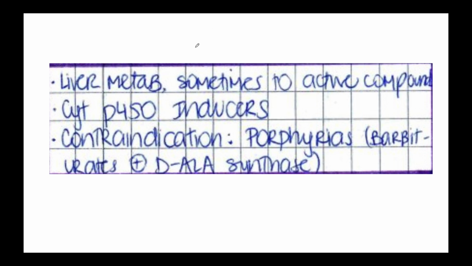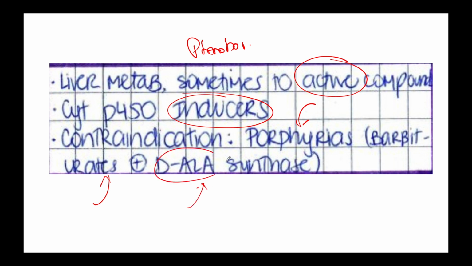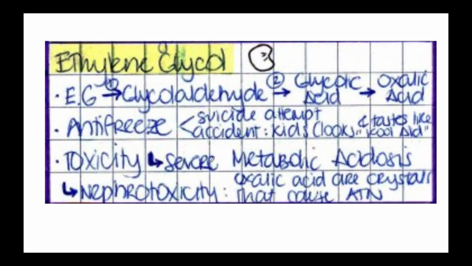And if you take phenobarbitones, the liver metabolizes sometimes to active compounds, and phenobarbitone is a cytochrome P450 inducer. And in porphyria, barbiturates are contraindicated because typically they are inducers of the D-ala synthetase enzyme, is what you need to emphatically remember.